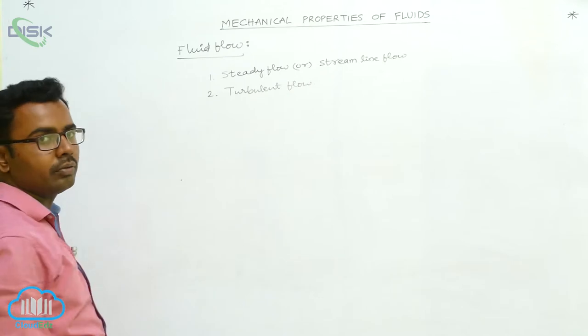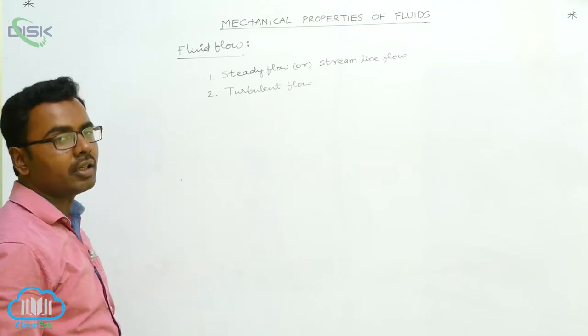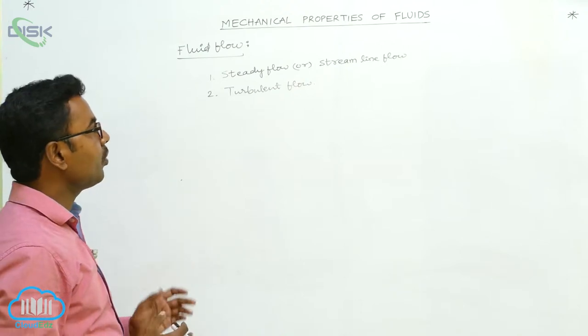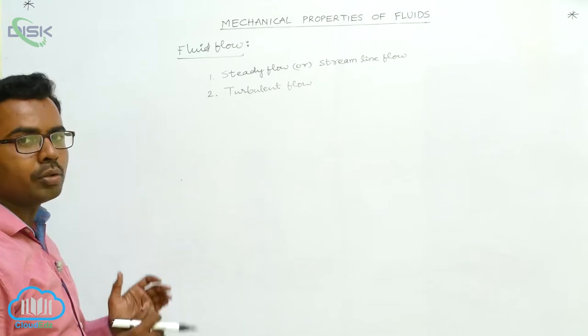The fluid flow is of basically two types: steady flow or streamline flow, and the second one is turbulent flow. Let us try to understand what is steady flow or streamline flow first. Now, steady flow or streamline flow is the slow flow of fluid.